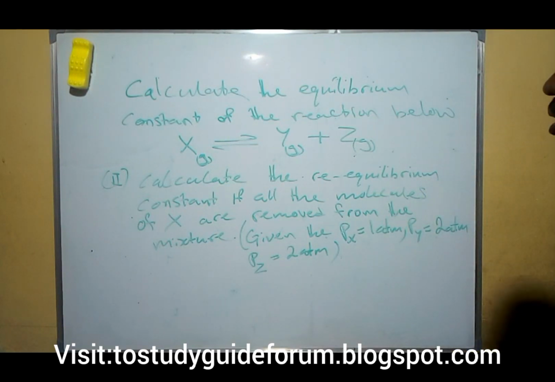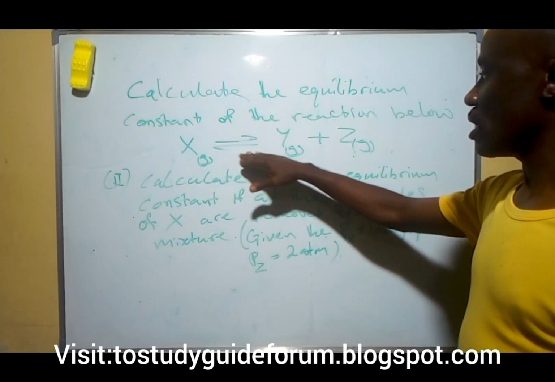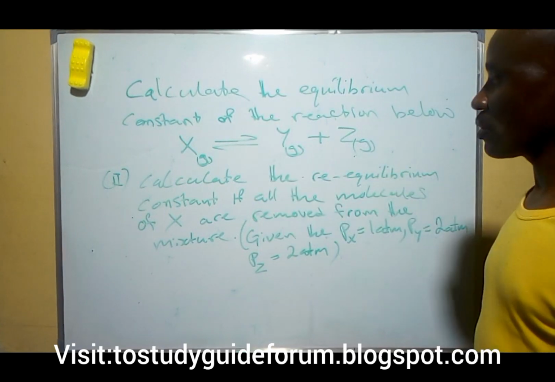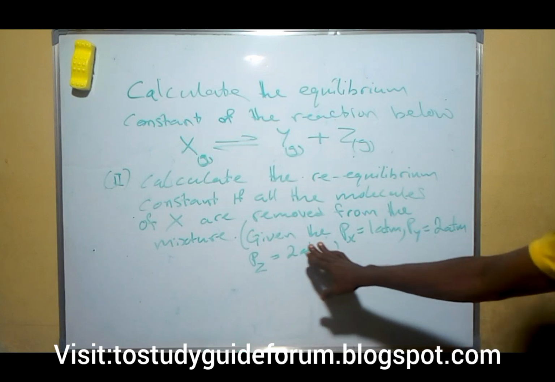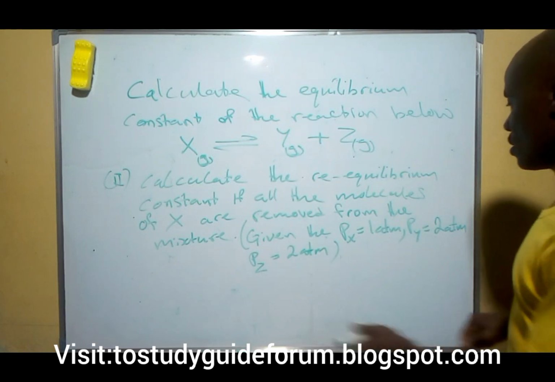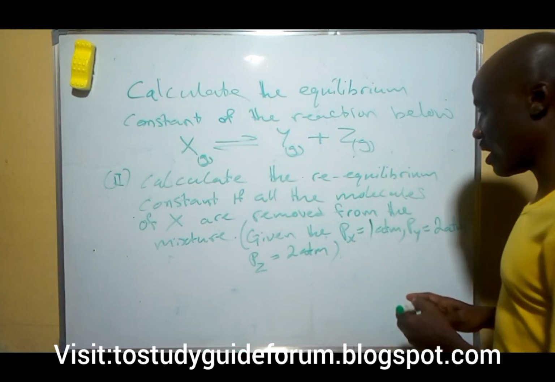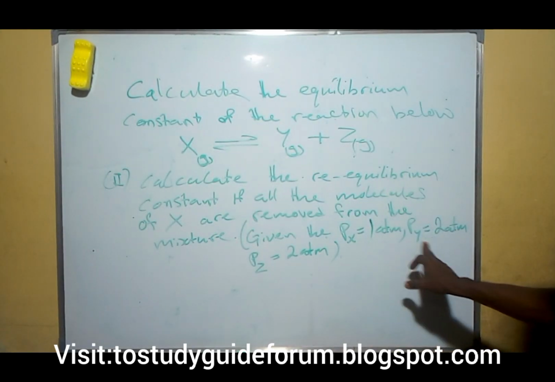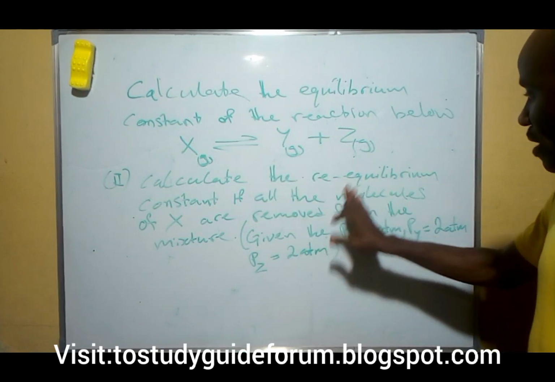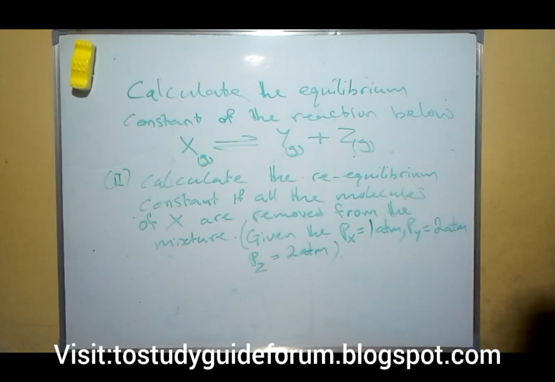We have a question here: calculate the equilibrium constant of the reaction below. This is a reversible reaction at equilibrium. We are given the pressures: the pressure of x is 1 atmosphere, s is 1 atmosphere, y is 2 atmospheres, and z is 2 atmospheres.